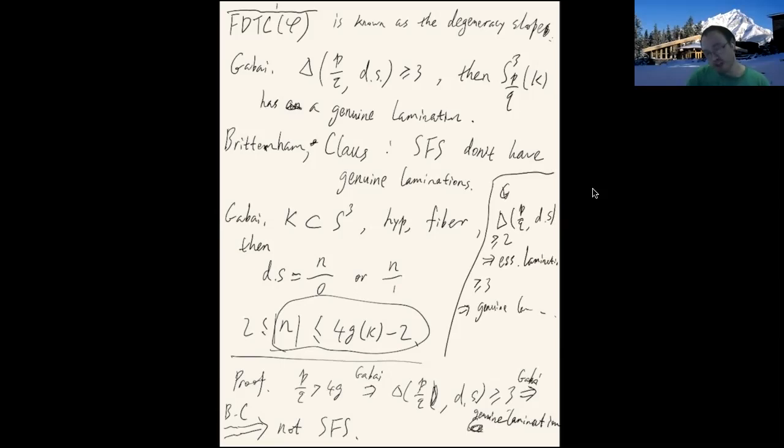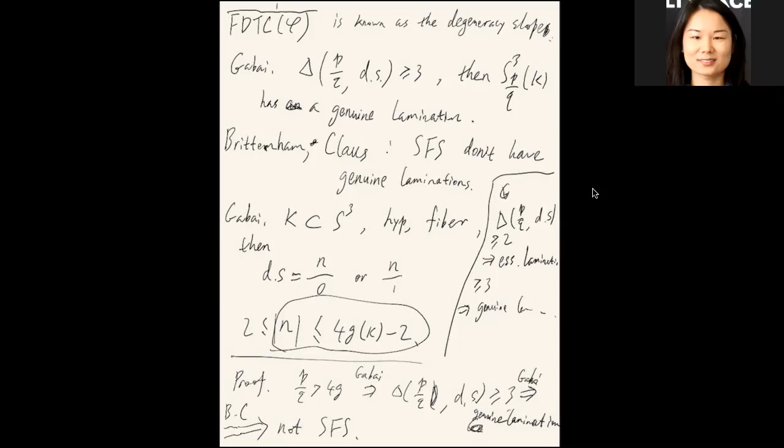In the literature, you can find the part about the essential lamination, but the part about genuine lamination, although it follows from Gabai's argument, he didn't explicitly state this. But this statement can be found in a paper of Brittenham. Again, he didn't include it in any theorem. He just says from this you can also get it when the distance is at least 3.